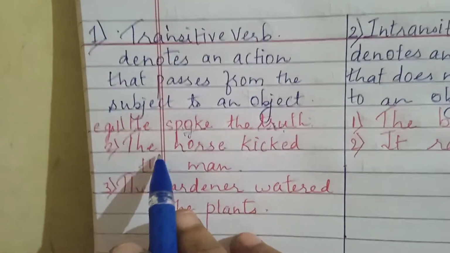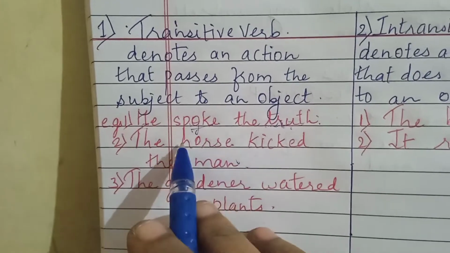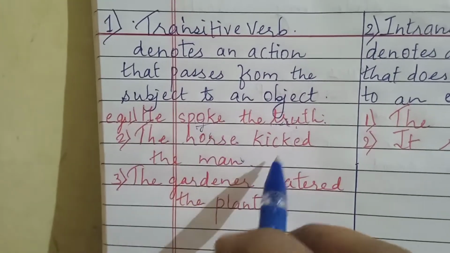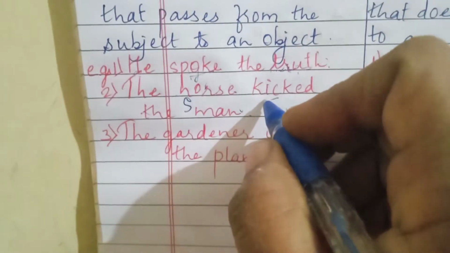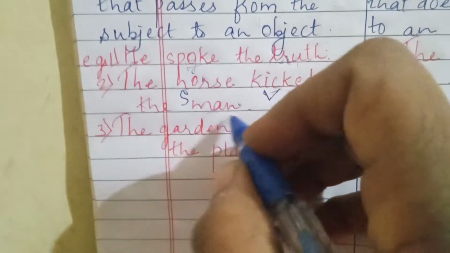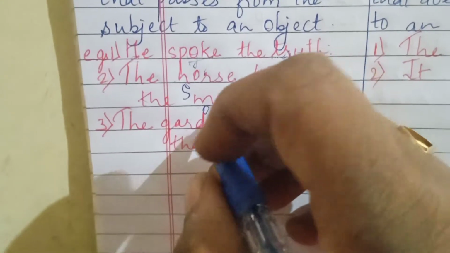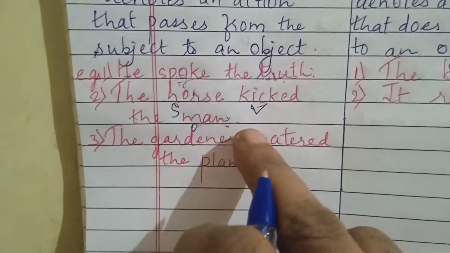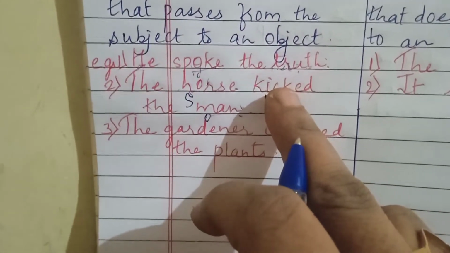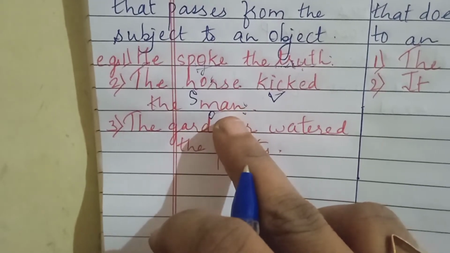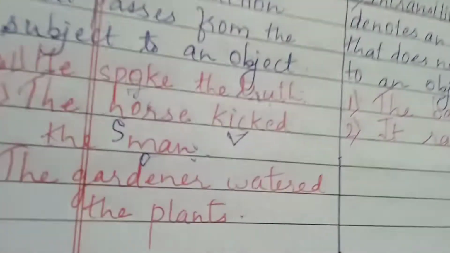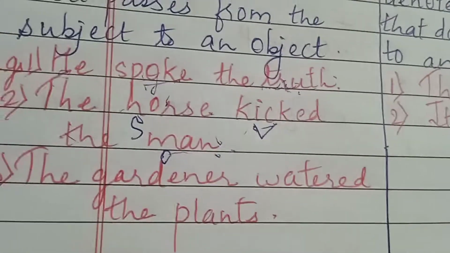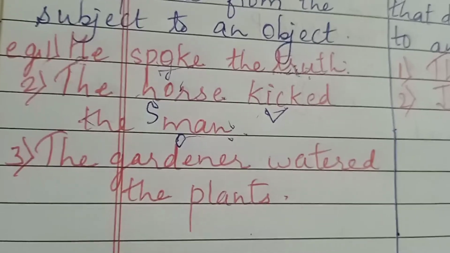Second sentence, the horse kicked the man. The horse is the subject. Kicked is the verb and the man is the object. The horse kicked the man. Now this verb kicked requires this object man to complete its meaning. If we were to say this much only, the horse kicked. The horse kicked what? The horse kicked the man.